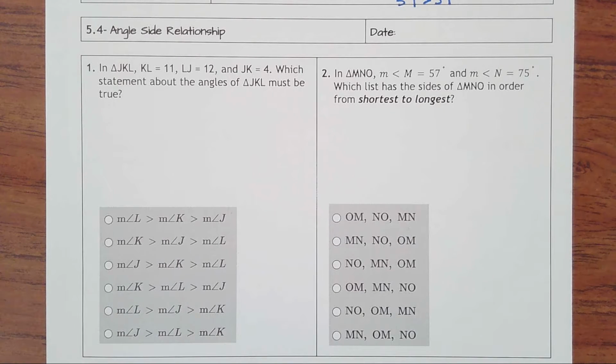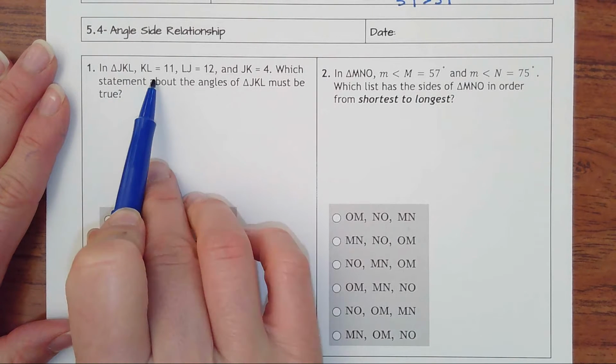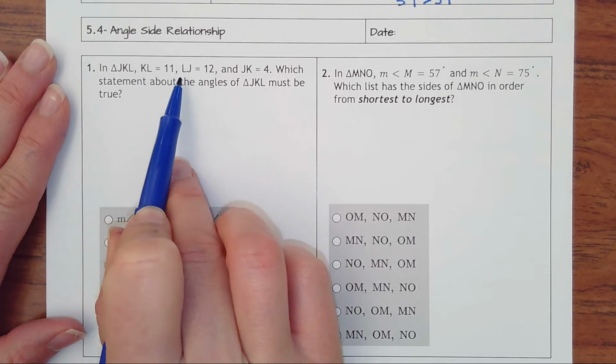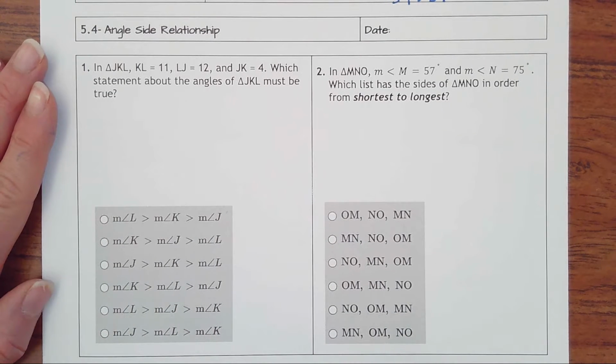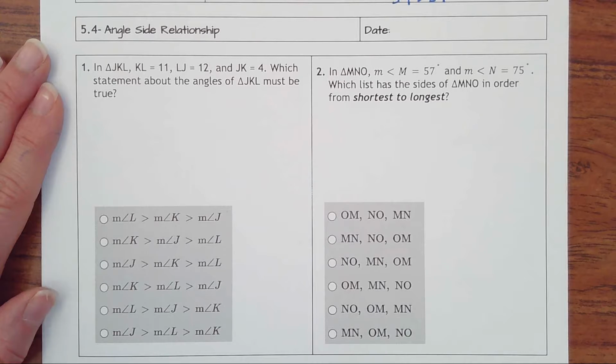Lesson 5.4, angle-side relationship. We have a triangle called JKL. We have side lengths. We know KL is 11, LJ is 12, and JK is 4. Which statement about the angles of the triangle must be true? So the best thing here is to draw a picture.